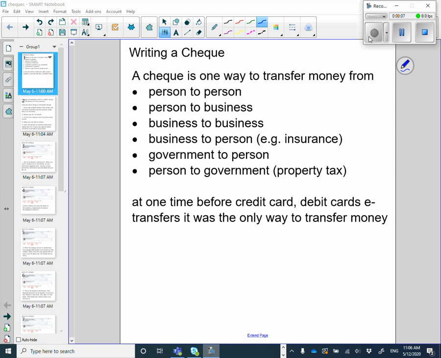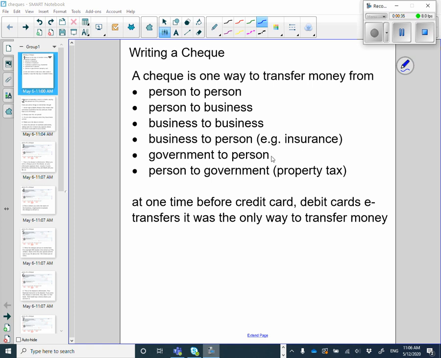Writing a check is one way to transfer money from a person to a business, maybe you're paying a bill, from a business to a business, maybe you're running a business and you have to get supplies from somewhere else, or from a business to a person. An example is insurance, maybe there's a rebate. For example, right now in the COVID crisis, MPI, the auto insurer, is sending money back to people, so that's one way we're going to be getting checks.